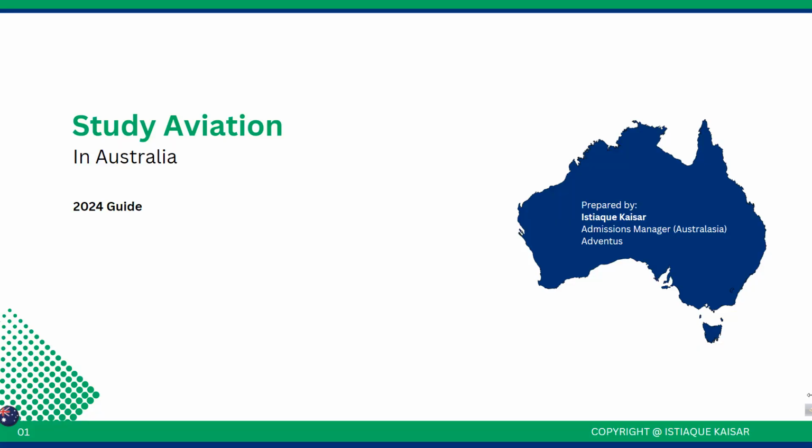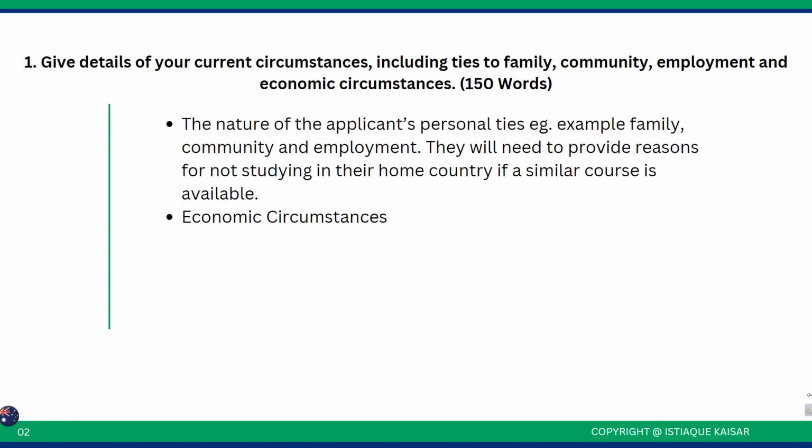So again, I'm going to take you through my presentation and explain everything. Let's get into the first question. That is, give details of your current circumstances, including ties to family, community, employment and economic circumstances. You need to answer this question within 150 words.